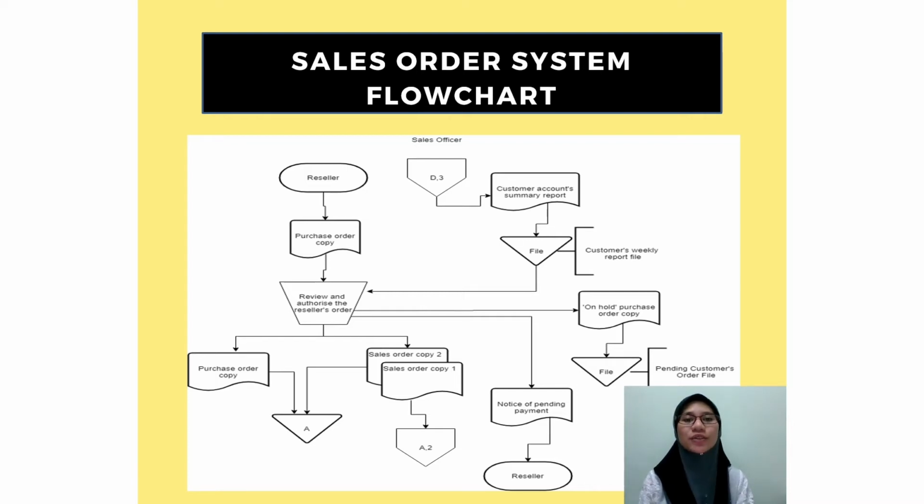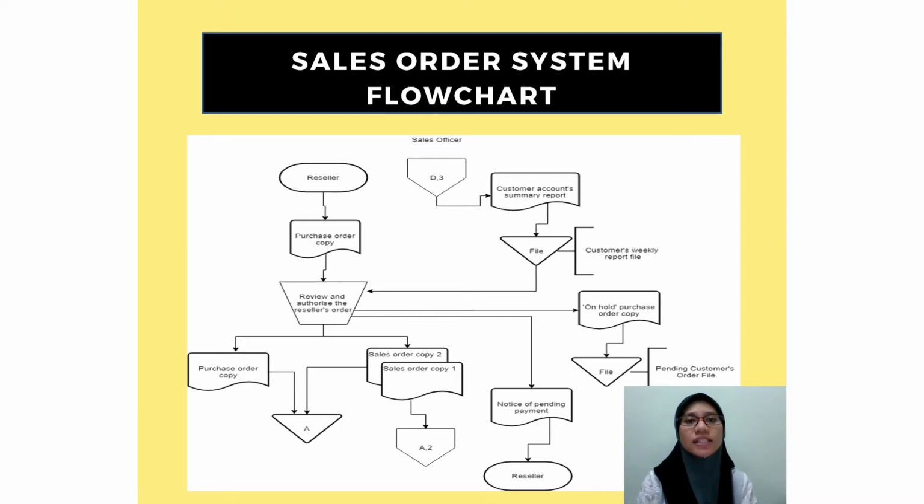Today, I am going to explain about the sales order system flowchart in SESB Sdn Bhd. Based on the flowchart, we can know that the sales order system in SESB Sdn Bhd is a manual operation. We also know that there are 4 internal entities that process the information in the sales order system. These 4 internal entities are sales officer, store executive, store employee, and accounts unit.